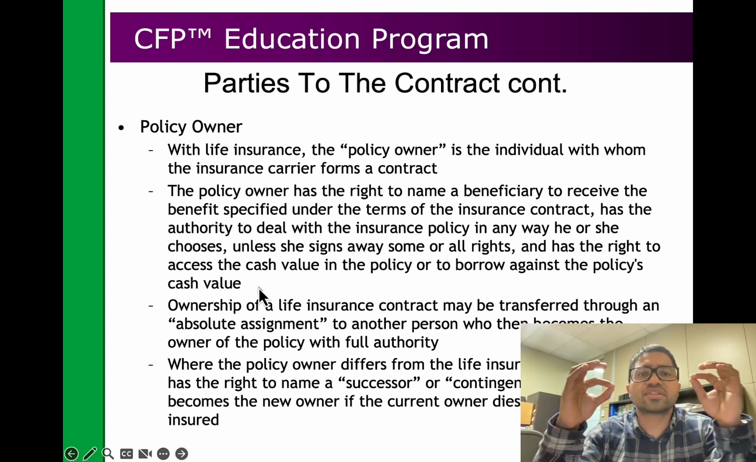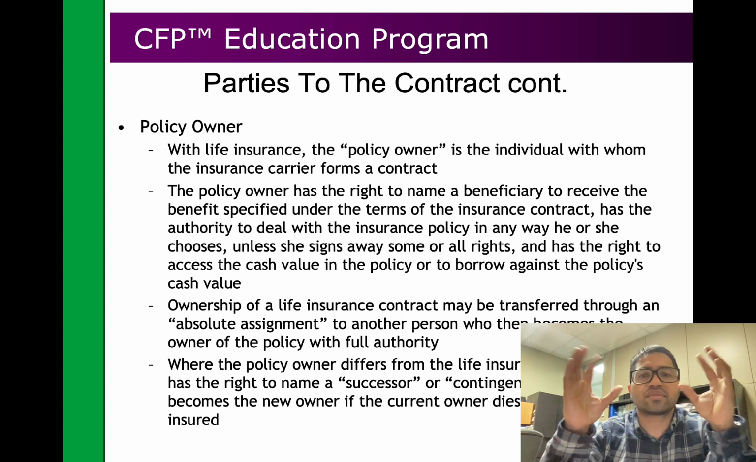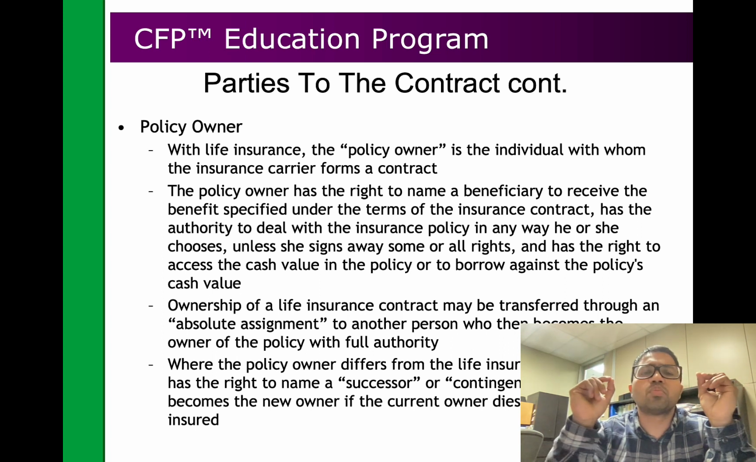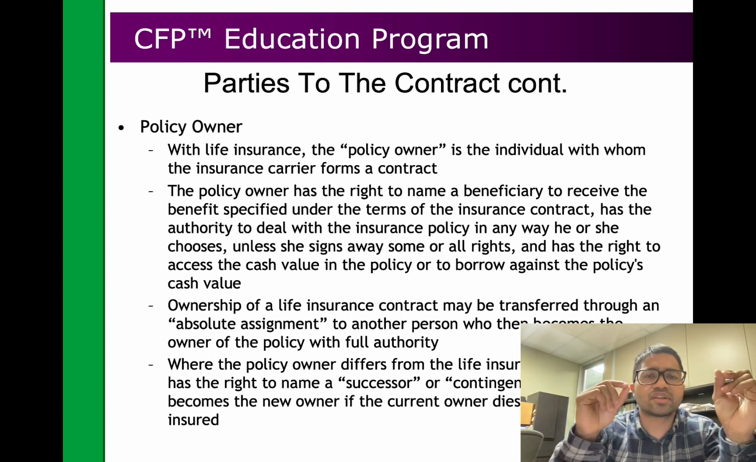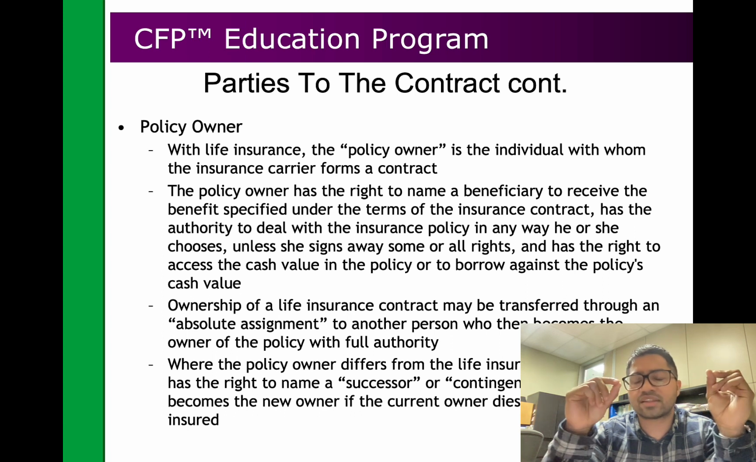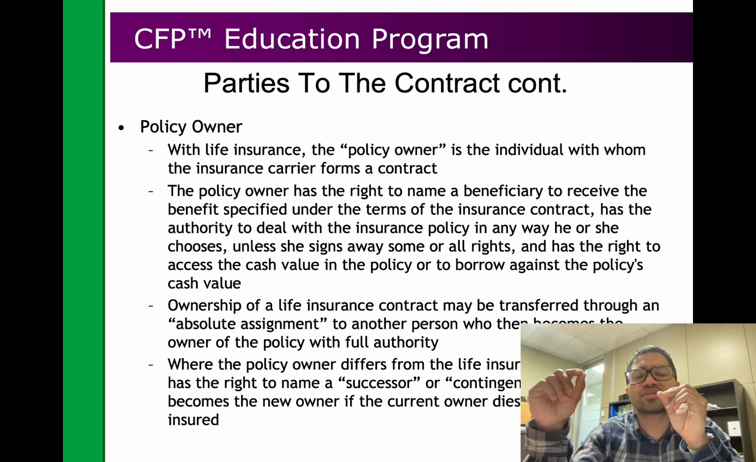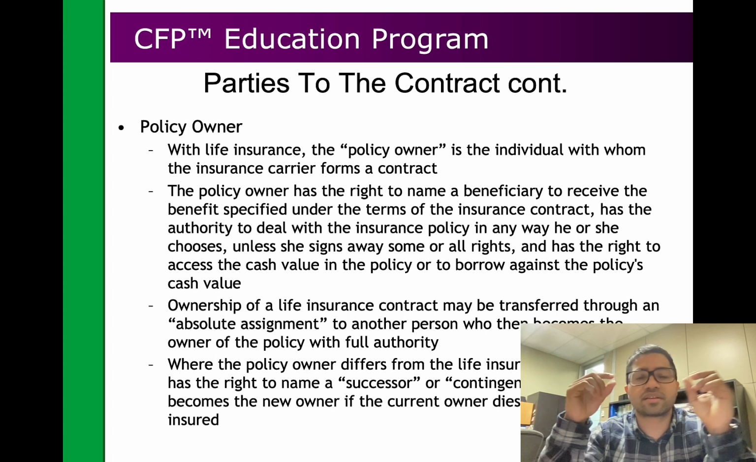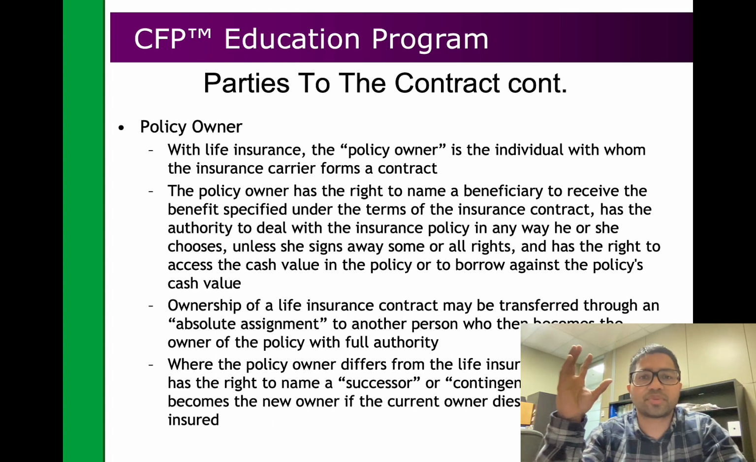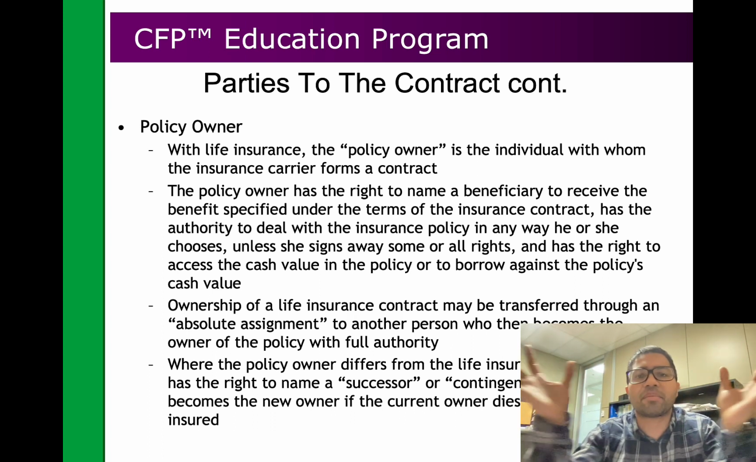So an insurance company signs a contract with the policy owner. Now, most of the time, the policy owner and the person whose life is insured might be the same.